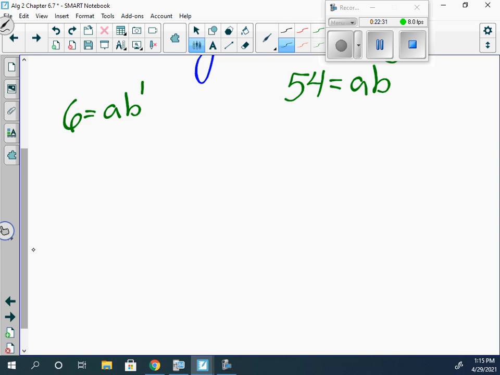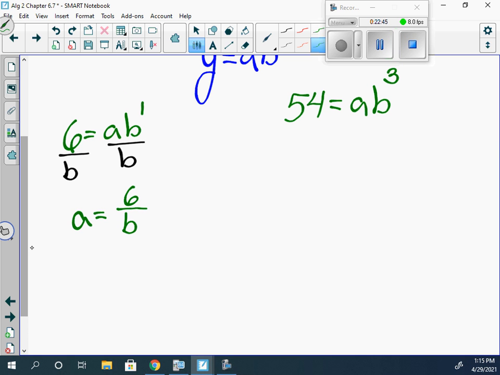So what I'm going to do is take 6 equals a b to the first and divide both sides by b, which will tell me that a is equal to 6 over b. Now this might seem a little weird, but it's going to make sense once we actually do the next step. Because I do know that the a's are the same and the value of b is the same, yes? Well, now I have an equation over here. A is equal to 6 over b. So we can kind of see how it's set up, yes? So what I can do is take this 6 over b and plug it in for a, because I said a is equal to 6 over b, yes?